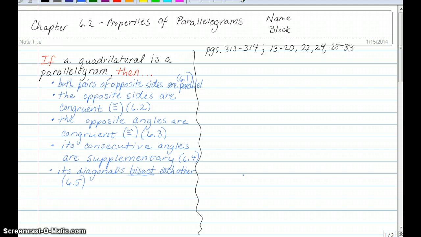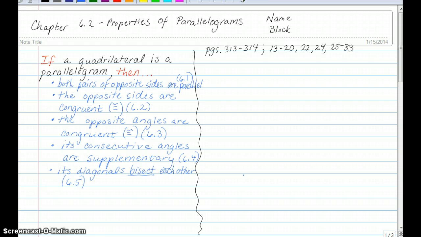The third theorem, 6.3, says if a quadrilateral is a parallelogram, then the opposite angles are congruent. The fourth, theorem 6.4, says if a quadrilateral is a parallelogram, then its consecutive angles, meaning one right after the other, are supplementary. Supplementary angles are two angles whose sum, you're adding them, is 180 degrees. And the final theorem is 6.5, and it says if a quadrilateral is a parallelogram, then its diagonals bisect each other.